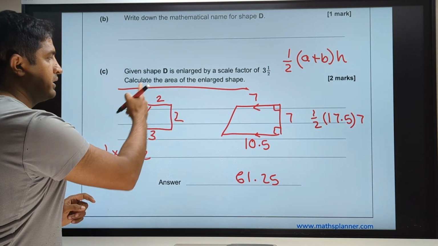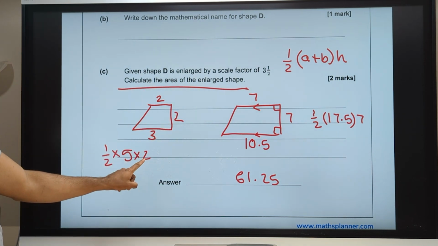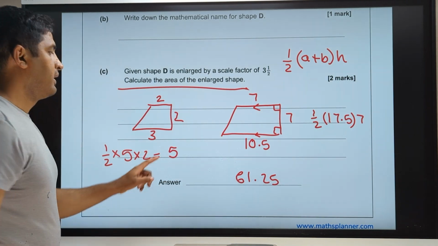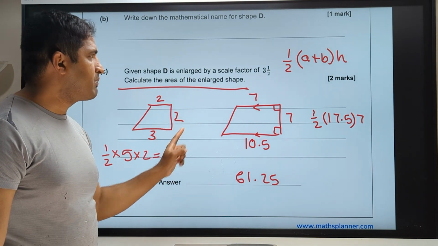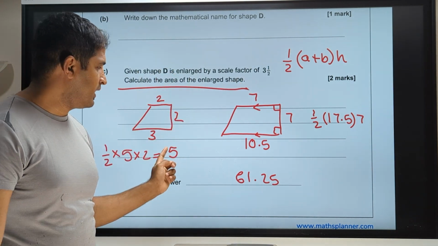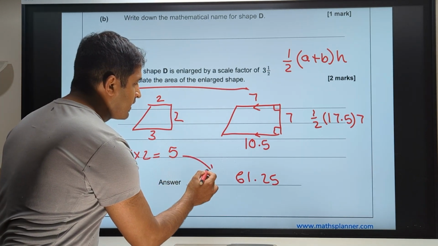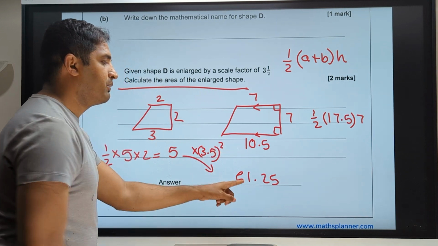So the area of this trapezium would have been this, because 3 add 2 is 5, multiplied by the height, which is 2, times by half, will give you 5. But I don't multiply 5 by just 3.5. I need to multiply 5 by 3.5 twice. Okay, 3.5 squared, and that will give you this one. If you do the 5 times 3.5 squared, will give you that.